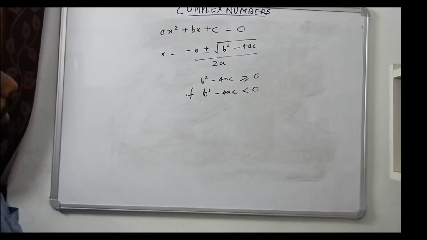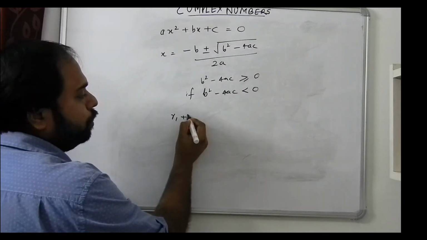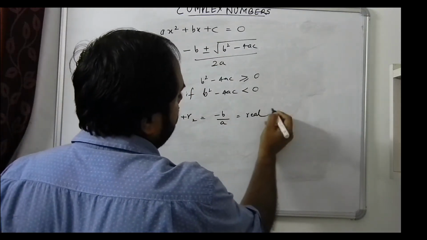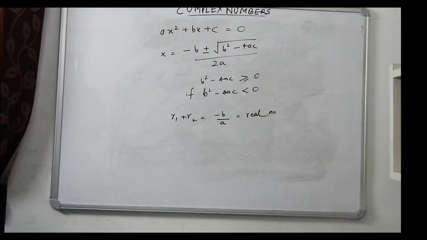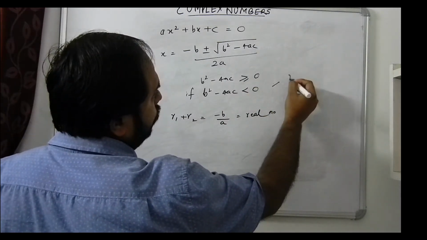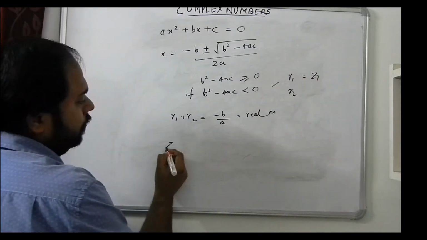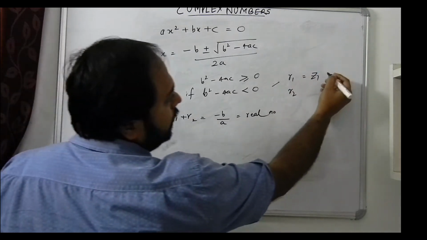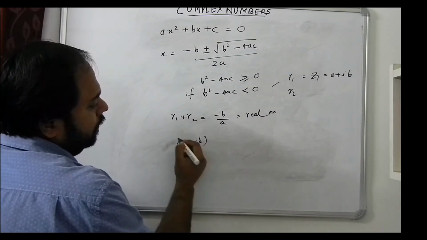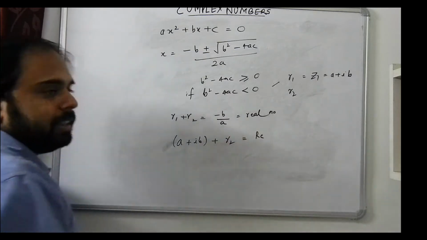One thing to notice here: I know the sum of roots is minus b upon a. So root 1 plus root 2 is equal to minus b upon a, and this is a real number, right? So how come a sum of two complex numbers is real? Suppose we get two roots, root 1 and root 2. Definitely one is complex, the other is let's say anything. If it is complex, let me represent it as a plus iota b, so a plus iota b plus r2 is something real, right?